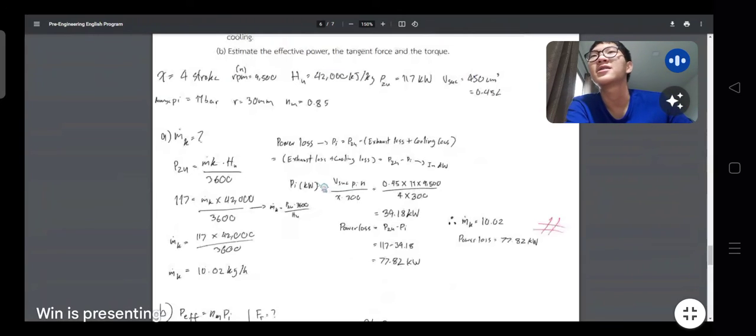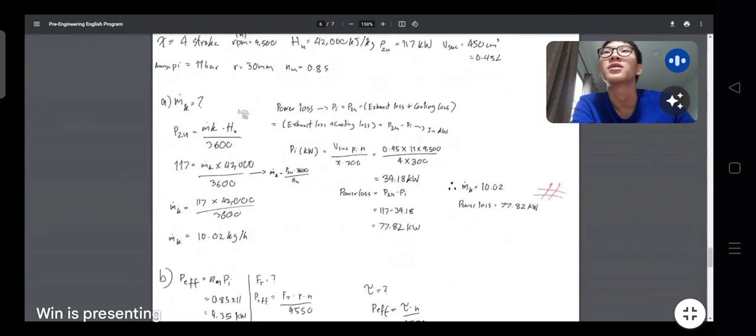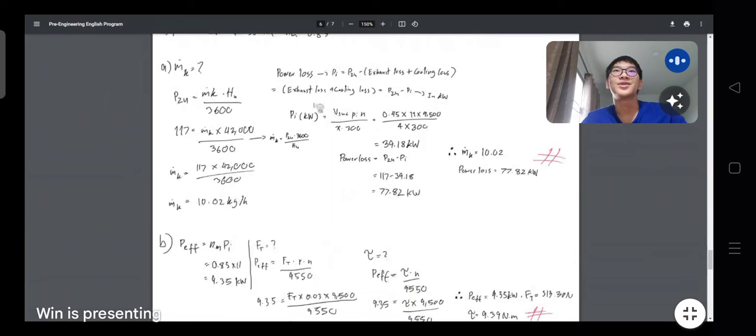Now on to A. It asks for MK and power loss. For MK, we can use this formula. PZU equals MK times HU divided by 3,600. Put the formula for MK as equal to PZU times 3,600 divided by HU. Now we put the numbers together and we will get 10.02 kilograms per hour.